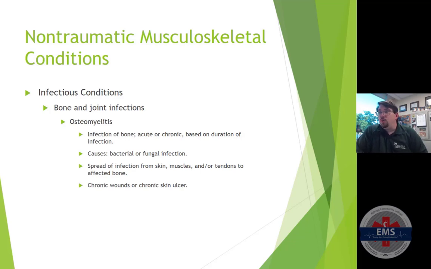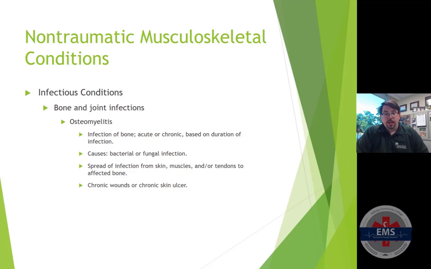Osteomyelitis is an infection of the bone. It can be acute or chronic, just based on the duration of the infection. Again, there is a wide range of causes, both bacterial and fungal. The spread of the infection from the skin, muscles, and tendons can eventually lead into problems with the bone. We see this with chronic wounds or chronic skin ulcers.